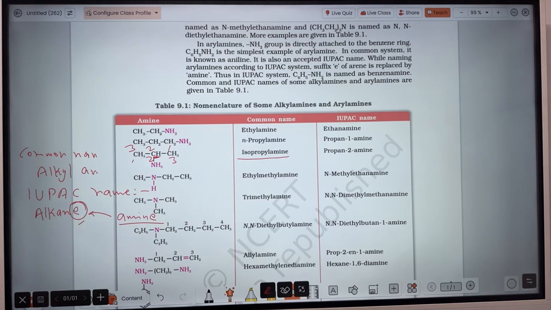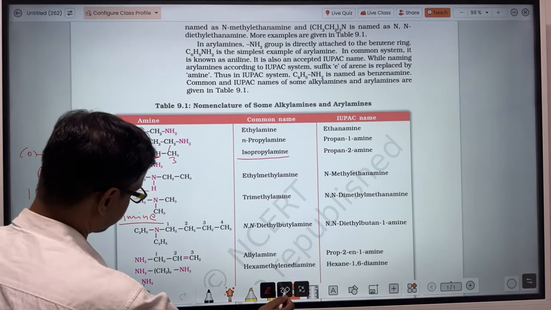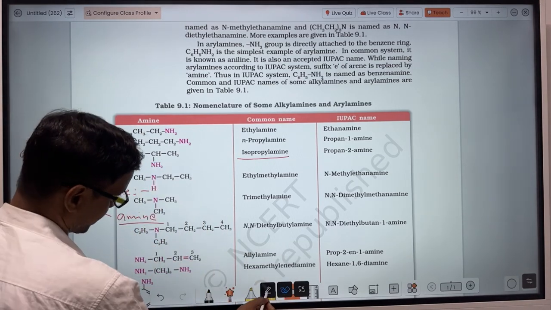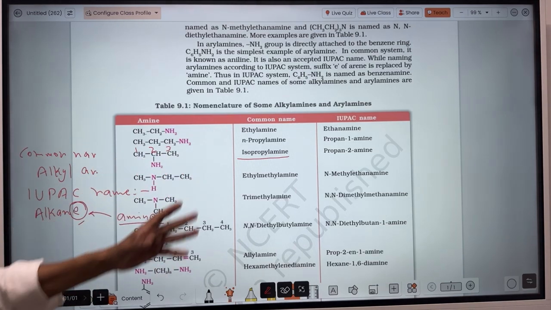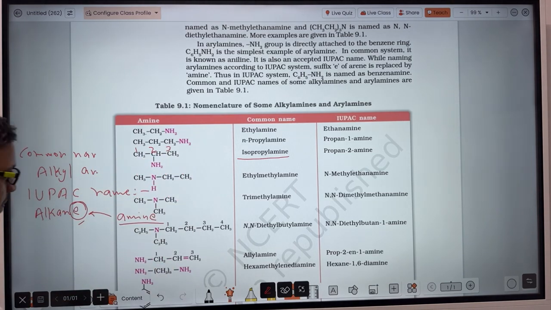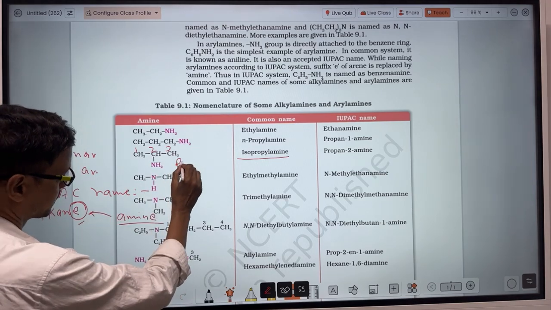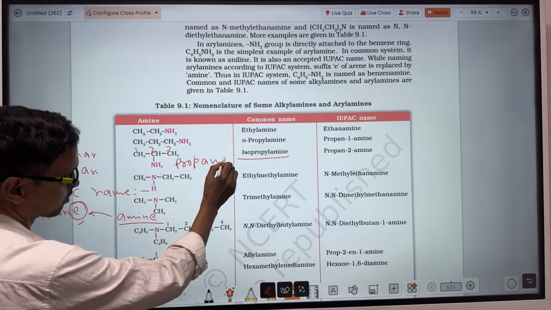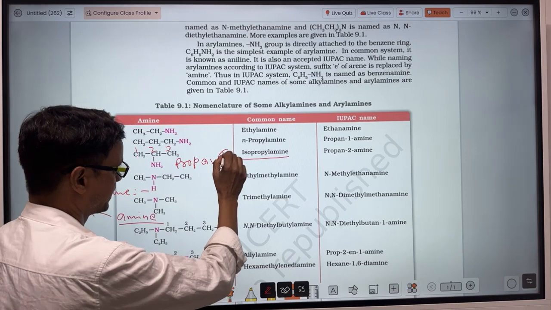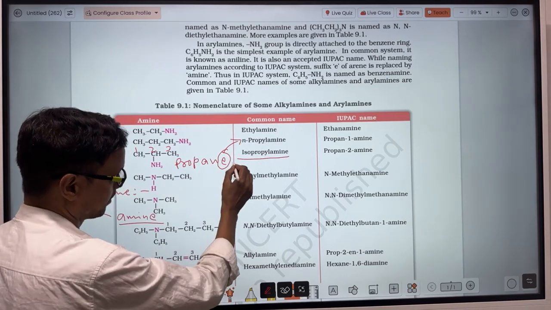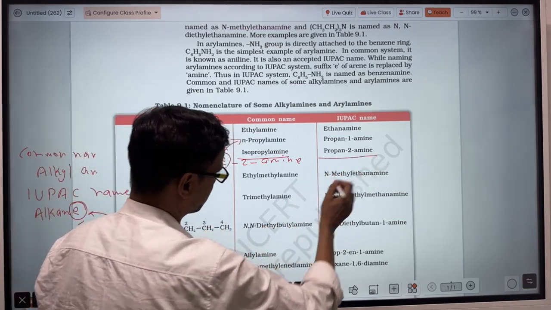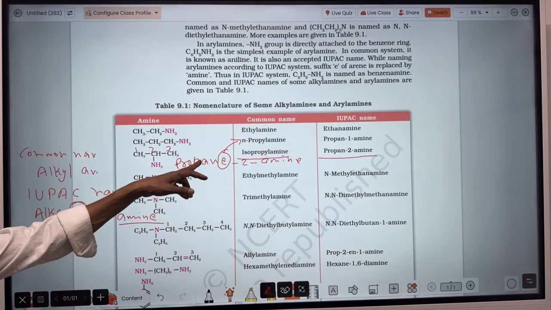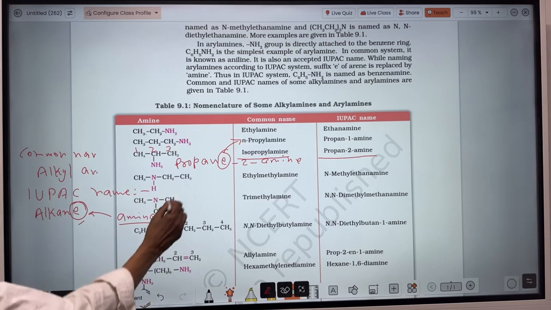In both cases, the functional group is acquiring the second position. So in this case, from any side we can do the numbering. I have done the numbering from left to right, so the amino group is at the second position. That's why we will write propane. Of propane, the E will be replaced by 2-amine. So the name is propane-2-amine. E will be replaced by amine.